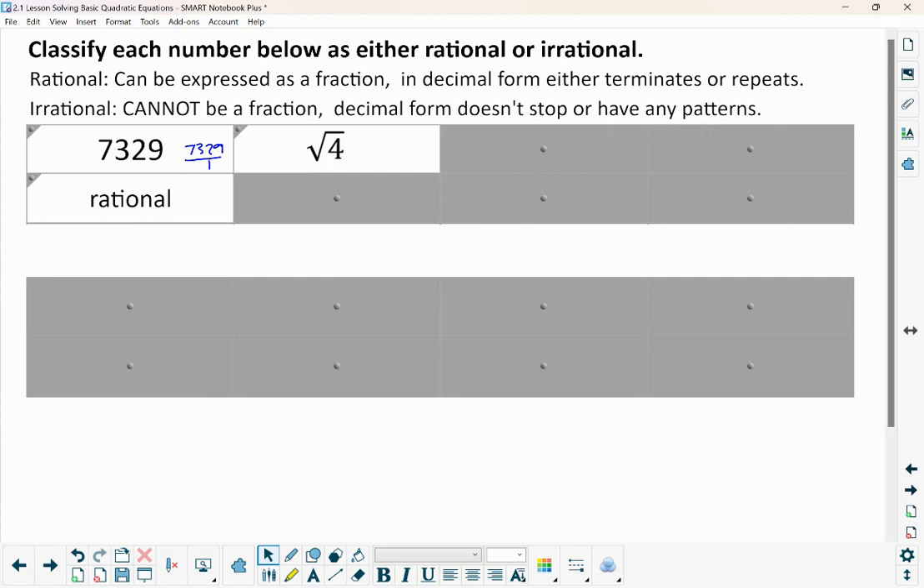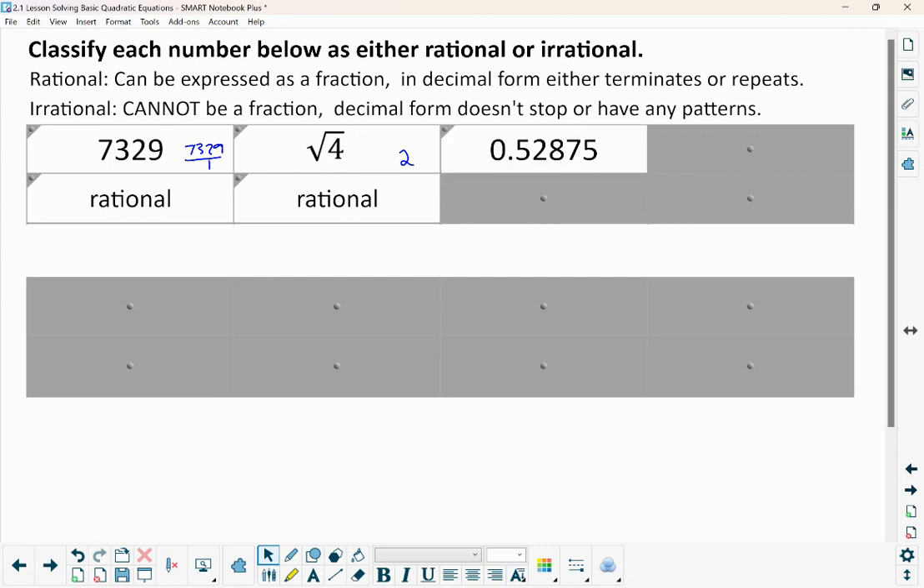Square root of 4. This one has a root, but we know that the square root of 4 is equivalent to the number 2. So this is definitely a rational number. Just because it has a square root doesn't mean it's irrational. If the square root simplifies, it's definitely a rational number. Okay, our next one is 0.52875. Well, this decimal is terminating. It stopped after the 5. We don't see a dot, dot, dot here. So this is a rational number.